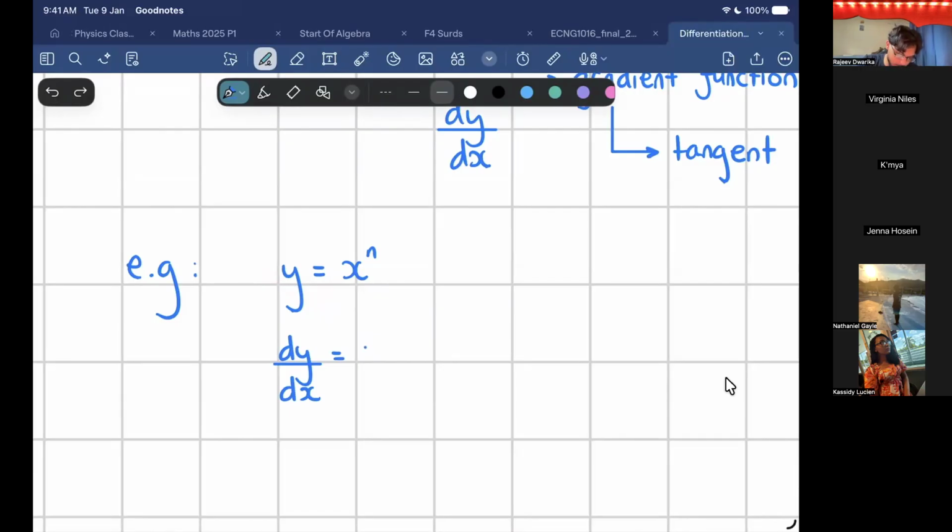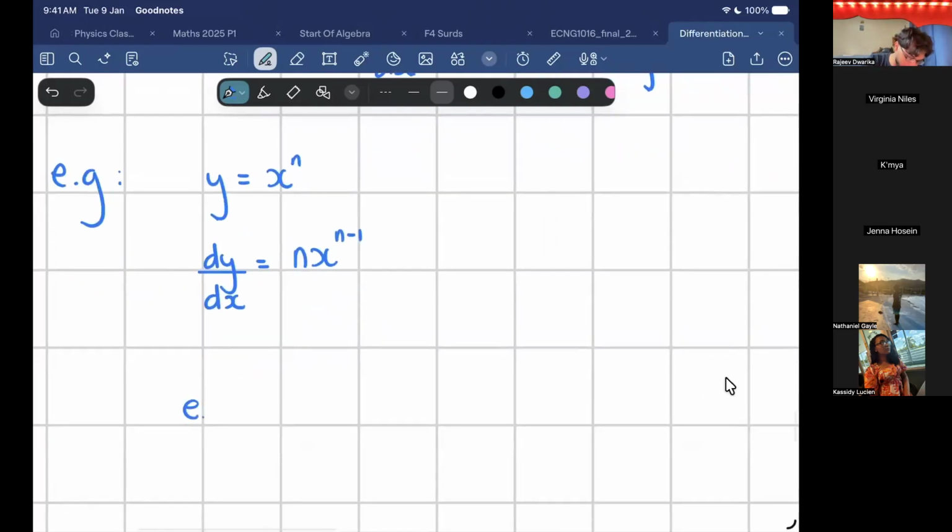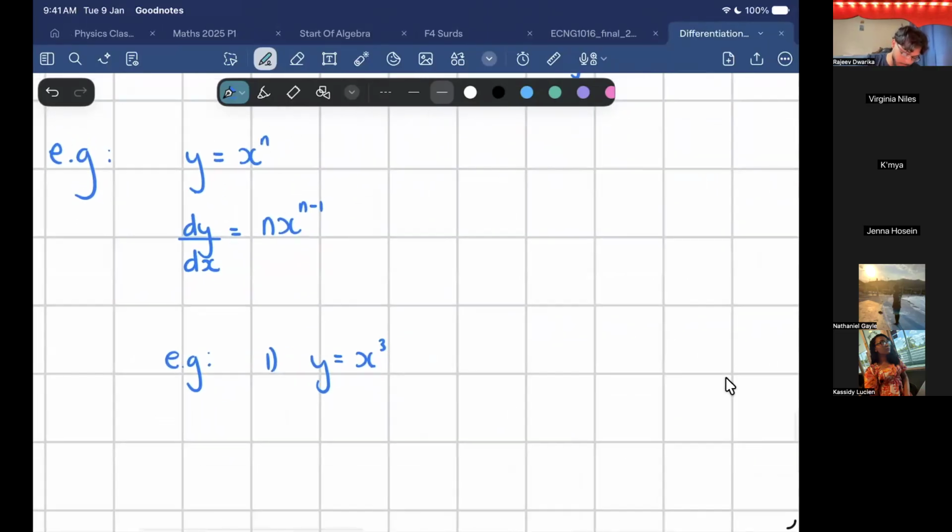It would be x by n and then n minus 1. Right, so n, you're gonna pre-multiply. You're gonna take the power and multiply that by the entire thing. You're gonna write back x, and you're gonna take away 1 from the power. So let's look at a couple examples of this. Right, so Jenna, let's say for a moment we had y is equal to x to the power 3. So Jenna, differentiate that for me. 3x to the power 2. Cool, 3x to the power 2.